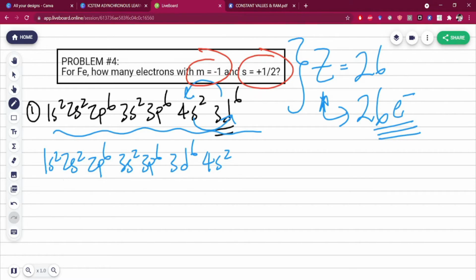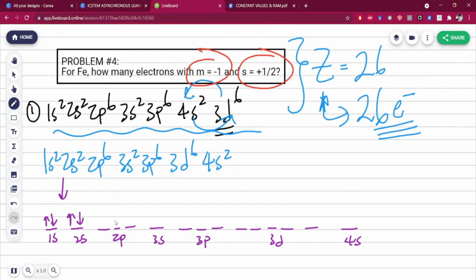I'm going to change that to an orbital diagram. We're going to have 1s, 2s, 2p, 3s, 3p, 3d with 1, 2, 3, 4, 5 orbitals, and you have 4s. So you have all of these electrons.